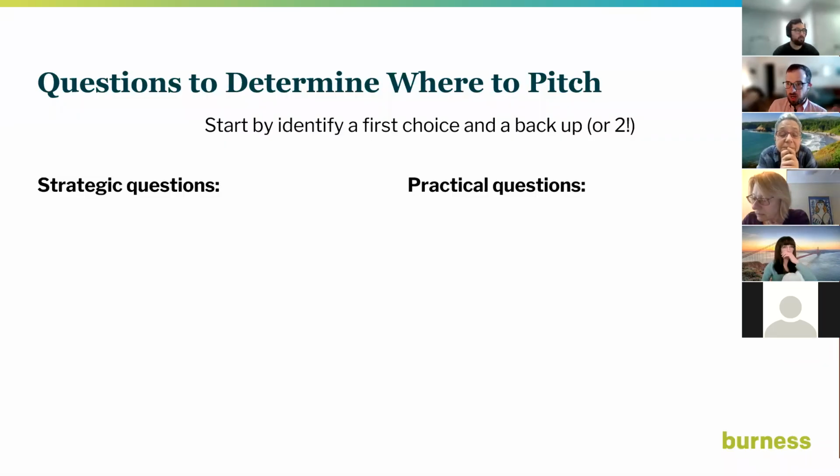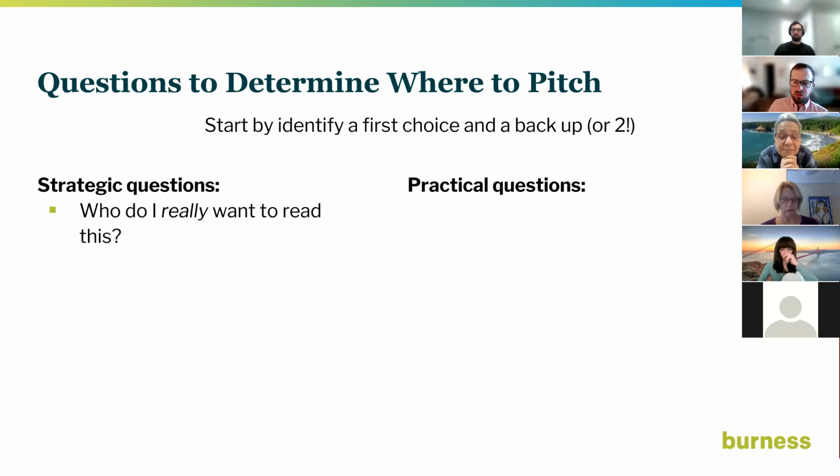It's always good to pick two options because very often we're going to get a rejection. It's not about you often. Occasionally it is, but more often it's that they have another piece, they have too many pieces. It's a competition issue. So the first question is, think about who is it you really want to read it.